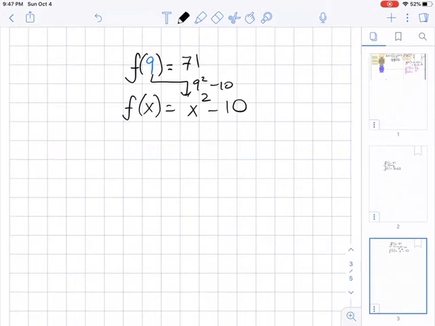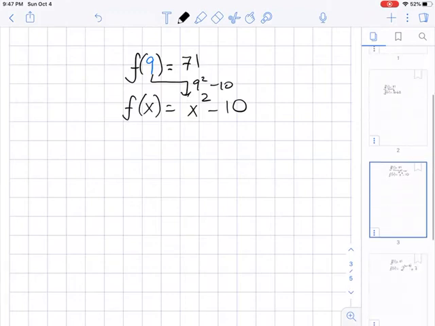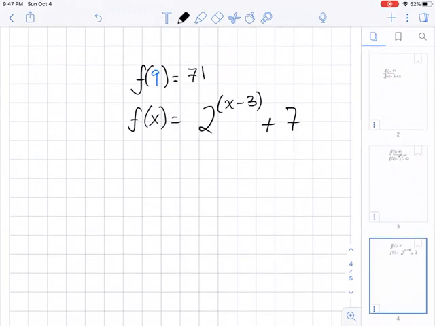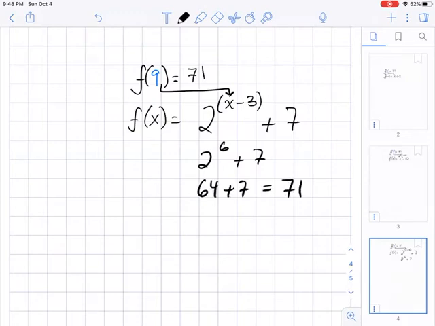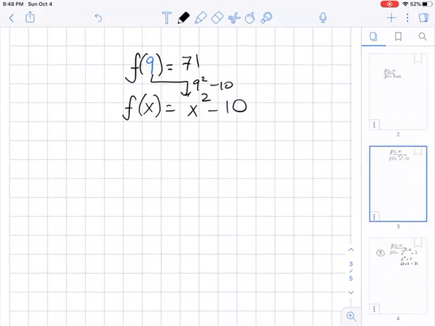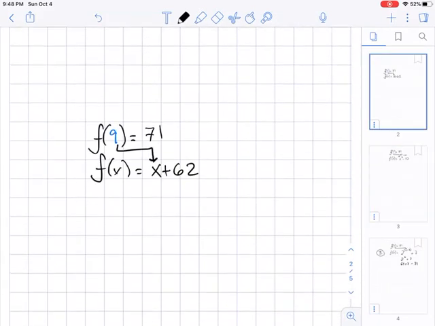Or you could really step your game up and pause here if you want to try something. And you can get f of x as a power of 2. Let's say 2 to the x subtract 3, which would then become 2 to the 6 plus 7, which would become 64 plus 7, which also gives us 71. So you already see 3 options so far for representations of this function f. How many do you think there are?